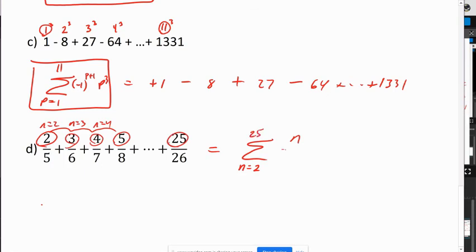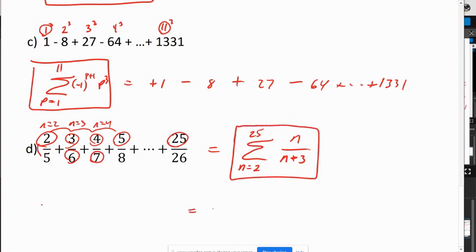Now, how does the number on the bottom of the fraction compare to that? Notice that it's always 3 bigger. So 5 is 2 plus 3, 6 is 3 plus 3, 7 is 4 plus 3. So this is always 3 larger than whatever number we put on top. And so then that is it.